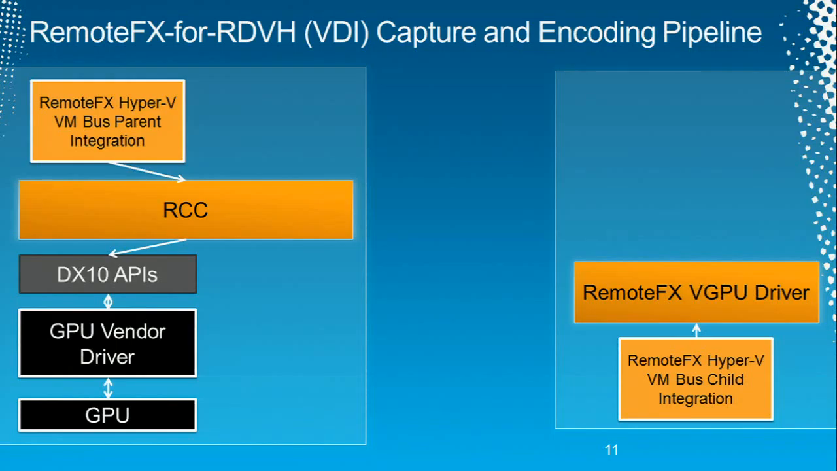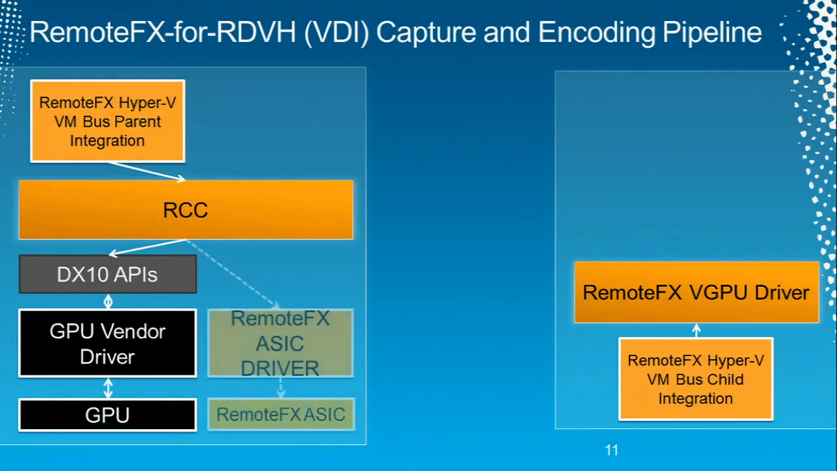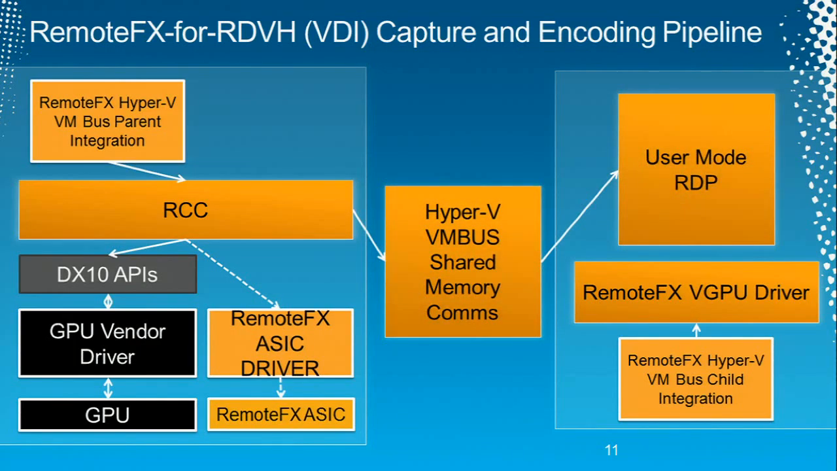Other questions? Okay, so this is our codec. Again, we have an optional implementation where if we detect that there is the ASIC, we'll just offload the entire compression. We'll save both the GPU and CPU cycles by using our hardware driver. So once this is compressed, the compressed payload again uses this transport layer, and we send it back to user mode RDP, which is RDP running in the guest VM, and then it goes out over RDP just like it does today.